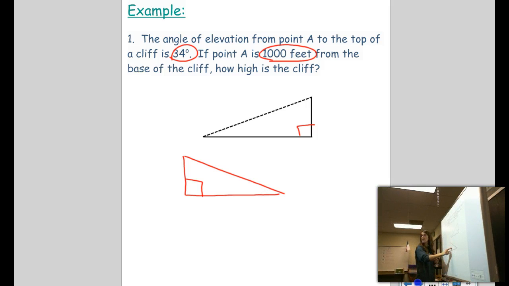Do you want to use this triangle or this triangle? Whichever one. Pick one. Everyone else should be putting those numbers in your right triangle that you drew. The angle of elevation is 34. That is perfect. And point A is 1,000 feet from the base of the cliff.